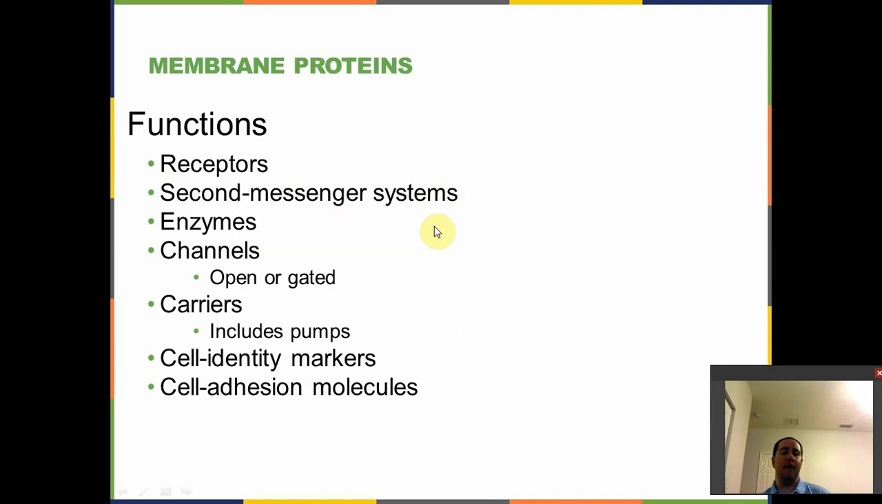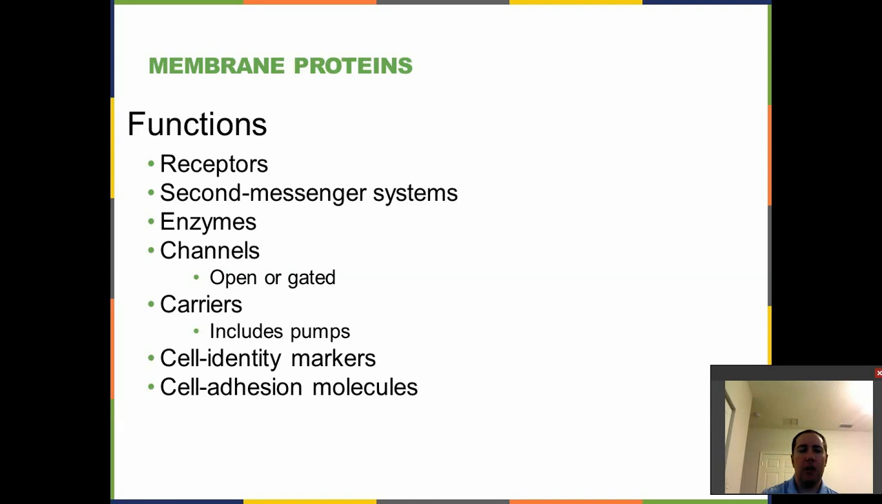Some of those proteins are also located in the plasma membrane. We also have enzymes that were buried in the plasma membrane. And remember from last week, enzymes are the proteins that carry out reactions. They're catalysts. They make things happen, and they make them happen very, very quickly.